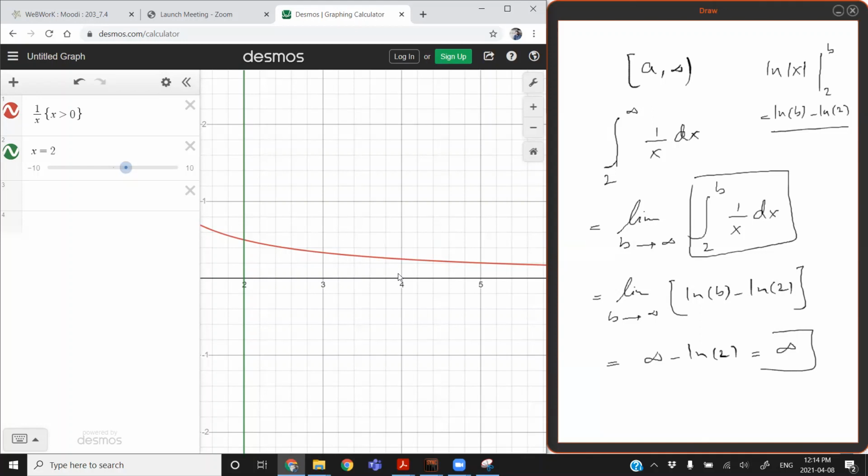So with the previous example, when we calculated the area under 1 over x squared, we got a finite number, 1. The whole area was just 1. But if we have 1 over x, then this area is going to be infinity.